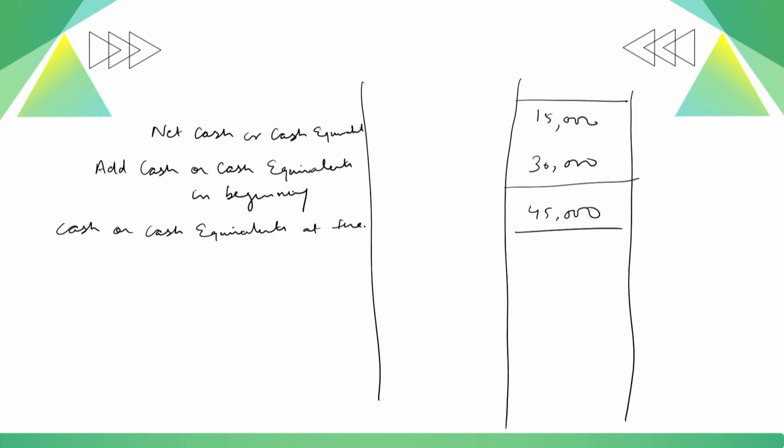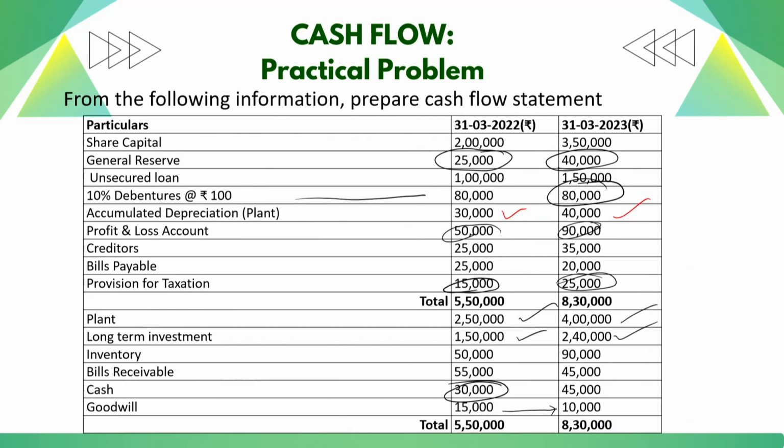at the end. You can see this figure matches the amount of cash balance given in the balance sheet for the end, which is again 45,000. That's all from my side. I hope you understood the treatment of the typical items given in the cash flow statements after preparing the different working notes and taking it to the final cash flow statement. Thank you so much.